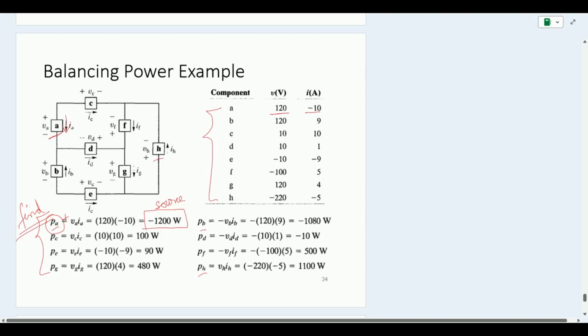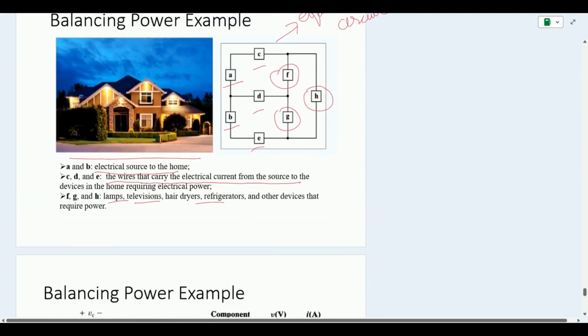Let us talk about B now. In B, we have current moving from the negative to the positive. It is a voltage rise, which means that the passive sign convention is going to be P equals minus V into I. Here you can see it's a minus V into I. So we input the value of voltage and current from this table. Voltage is 120, current is 9 amps. It again comes out to be negative 1080 watts. Again, this is a source because its power is less than 0, and it checks what we have mentioned in this slide, that A and B are basically the electrical sources.